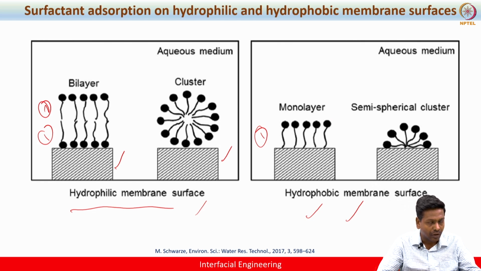So there will be no attraction between head groups, as well as head to tail groups, because there will not be great affinity between the head group and the tail group, or between the head groups, right? So you would expect a monolayer formation on the surface.